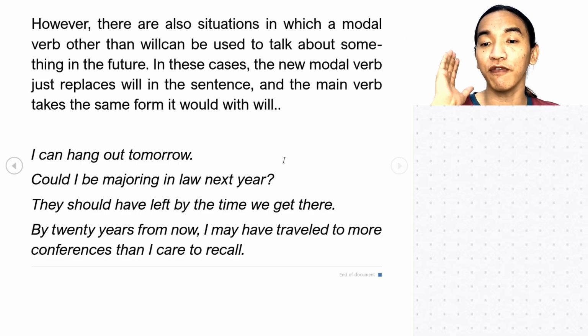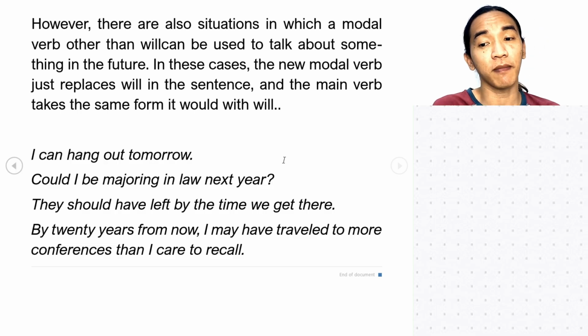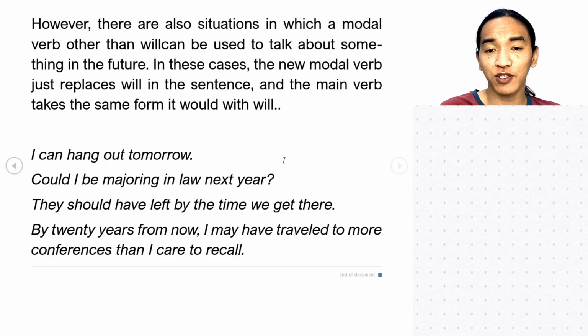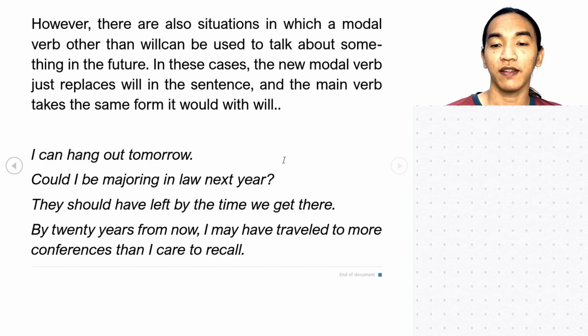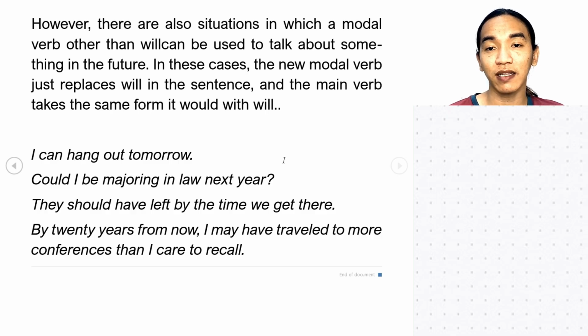This is also future. By 20 years from now, I may have traveled to more conferences than I care to recall. So in this one, it's future perfect. You're imagining that a future action, okay, by a future time, the action is finished.